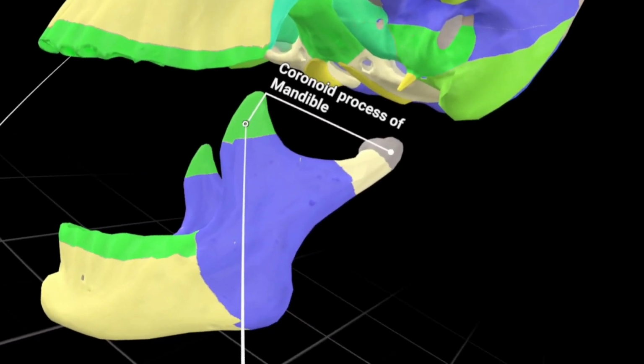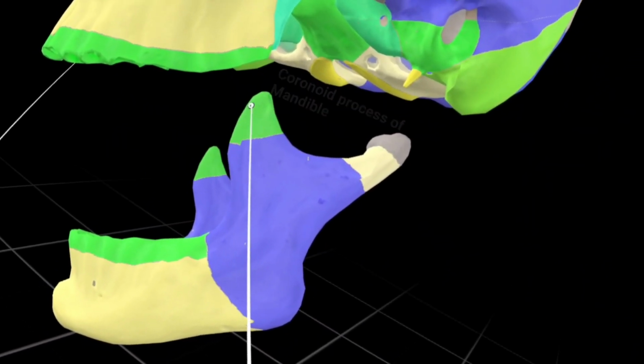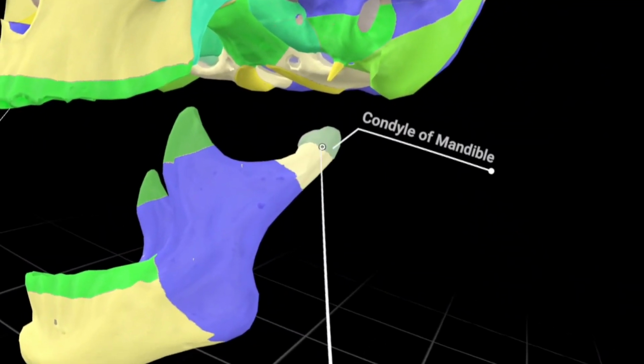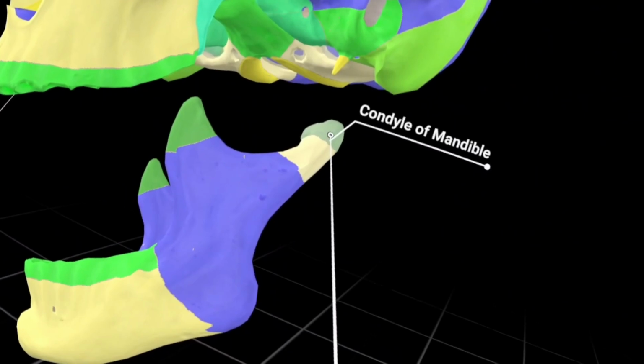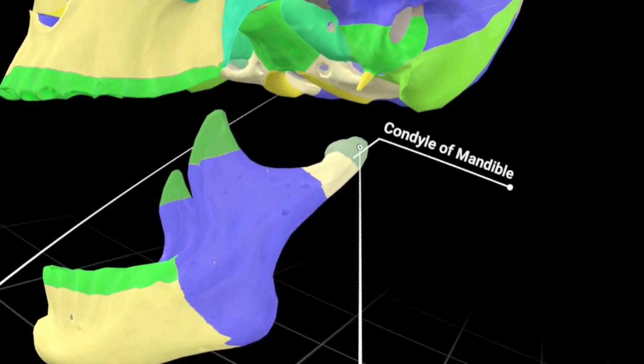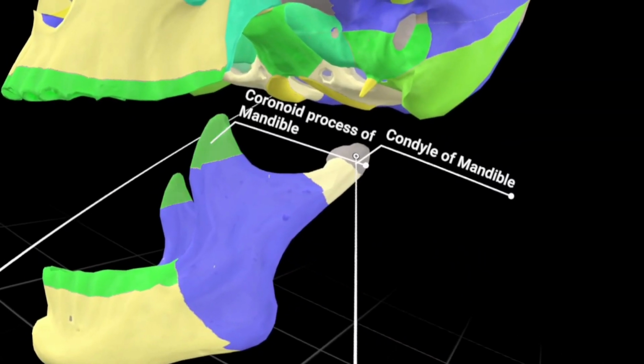This is the coronoid process of the mandible, coronoid, and then we have the condyle of the mandible, the condyle or knuckle or knob of the mandible. That's the condyle of the mandible. That's what meets up with the mandibular fossa. Then we're going to look at a suture next.